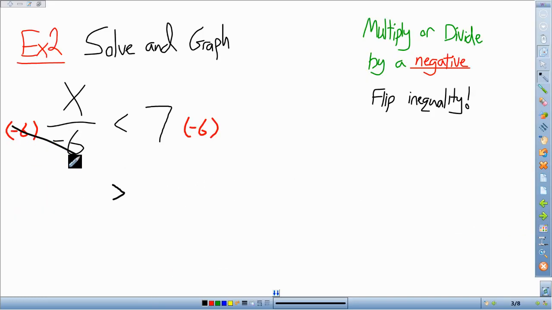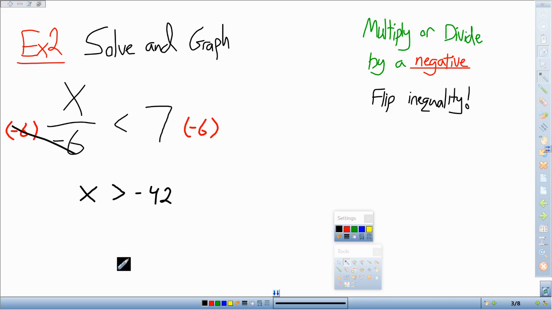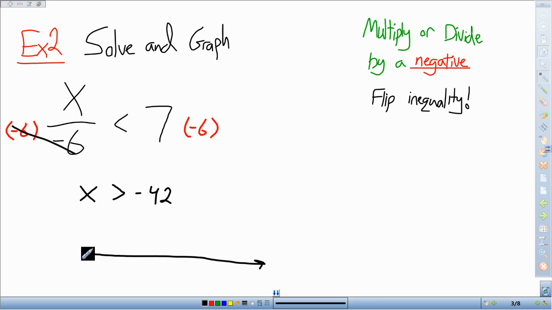All right, so those are gone. I got x is greater than, looks like negative 42. Okay, so now we can graph this thing real quick. So go ahead and draw yourself a little graph. I'm going to put that negative 42 in the center.